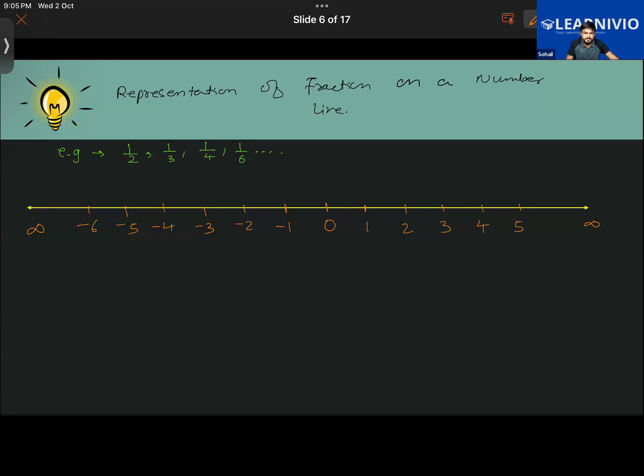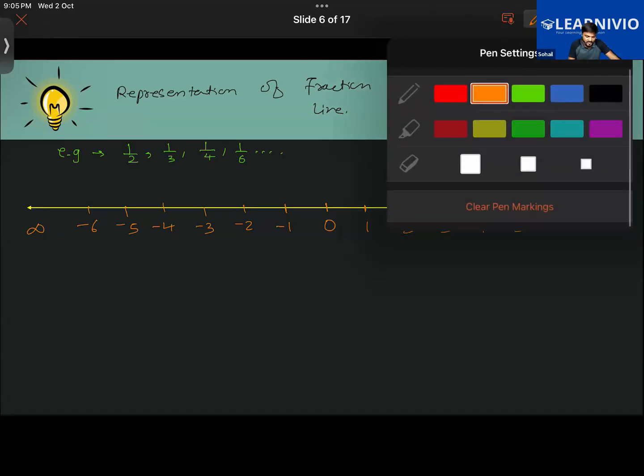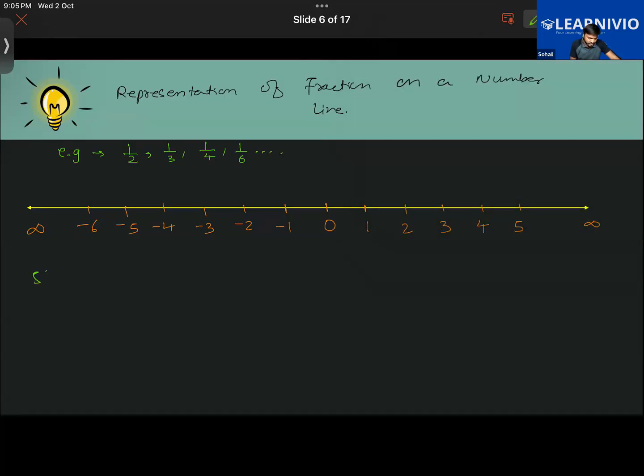That's good. But right now we are learning about representation of fractions. So let's follow me. Follow the steps which I'm going to do here. First thing is you have drawn the number line. Draw a number line as we have done here. Next, let's say we are going to represent 1 upon 2 first of all.